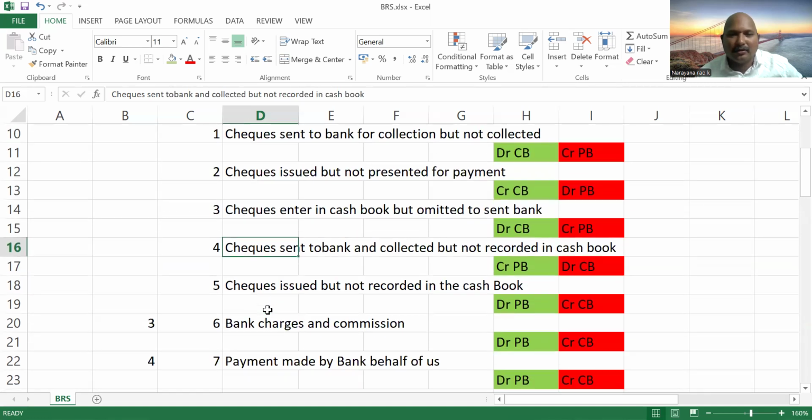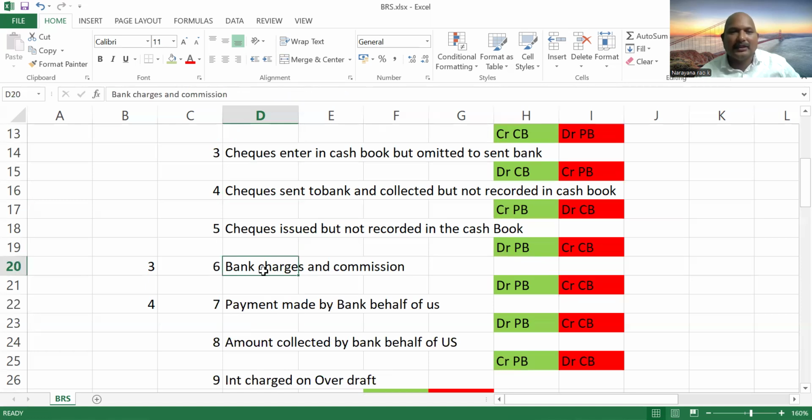And one more transaction, the sixth one, is there. There are bank charges and commission. The bank will charge commission, bank charges for services rendered to us. The bank provides services like collection of checks, deposit of checks, and when we issue checks, they pay the checks. They are providing different types of services to us. For that, the bank will charge. That decreases our bank balance. Then the bank will record it on the debit side of the passbook, but we don't know how much they charge.